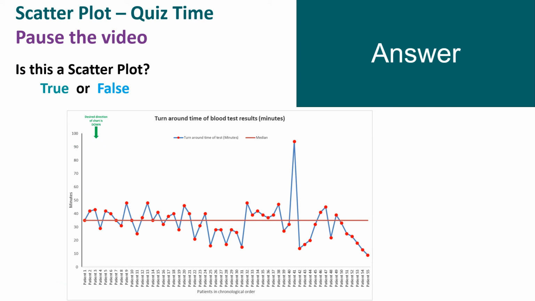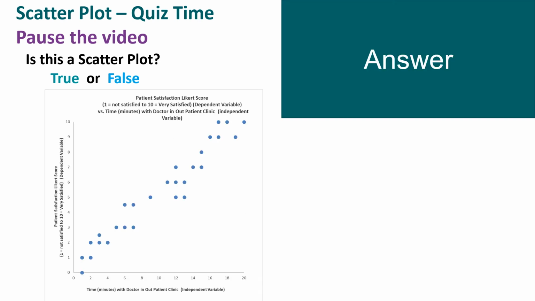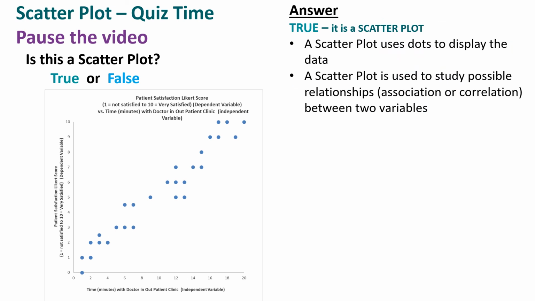And please review this chart below. Is it a scatter plot? True or false? False. This chart is actually a run chart, and a run chart or a line graph demonstrates data over time. Is this a scatter plot? True or false? The answer is true. This is a scatter plot.